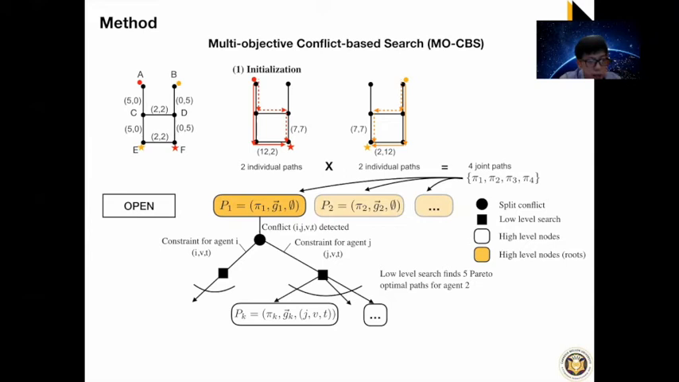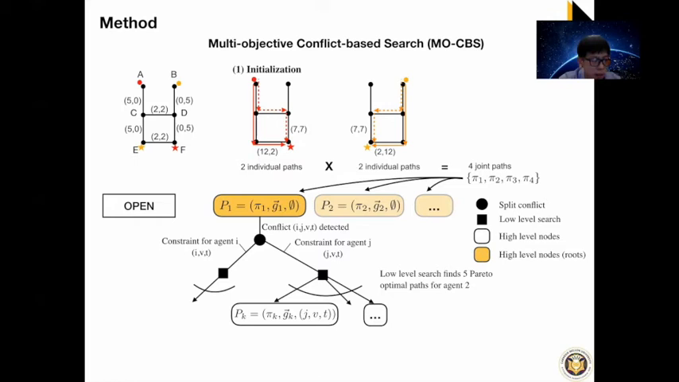Those generated high-level search nodes are then inserted into open, a list of high-level search nodes, for further expansion. For each search iteration, a node with a non-dominated cost vector in open is popped and expanded. By expansion, we mean we check for conflict at first. If a conflict is detected, MOCBS splits over this conflict by generating two constraints.